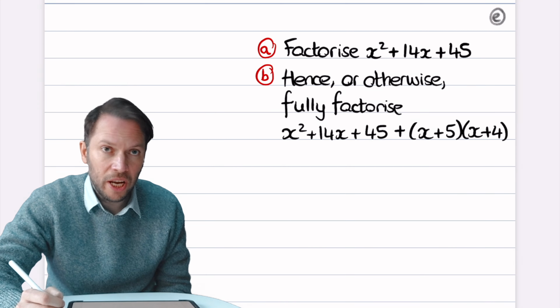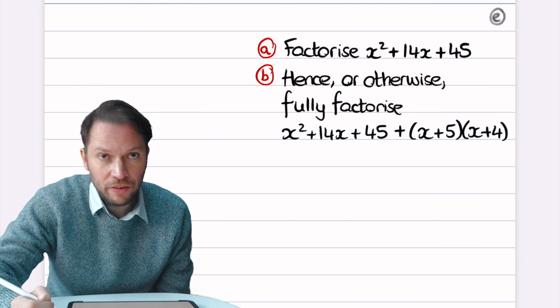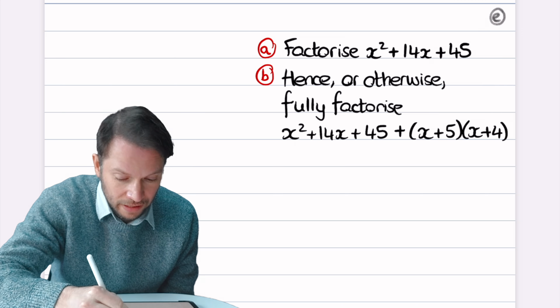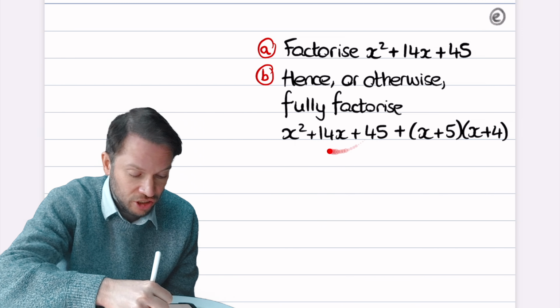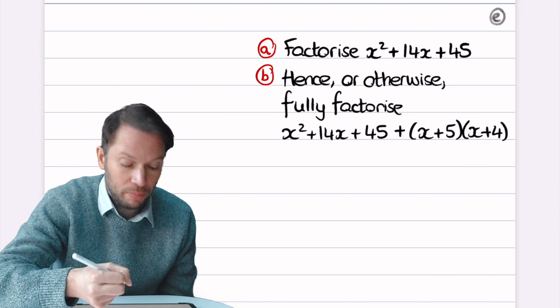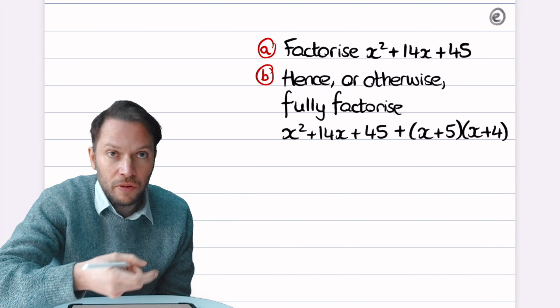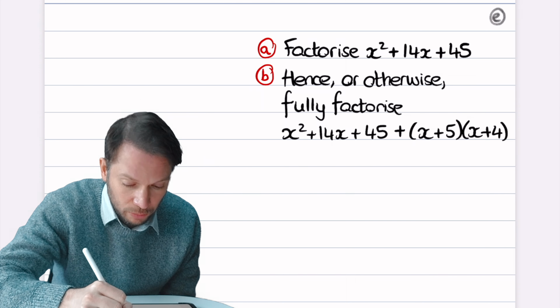Hi, in this video we're going to explore further harder factorisation techniques, in this case where we've got a mixture of unfactorised expression and a factorised expression with brackets. So this question is divided into two parts. We first need to factorise x squared plus 14x plus 45. Let's remind ourselves how we do that.